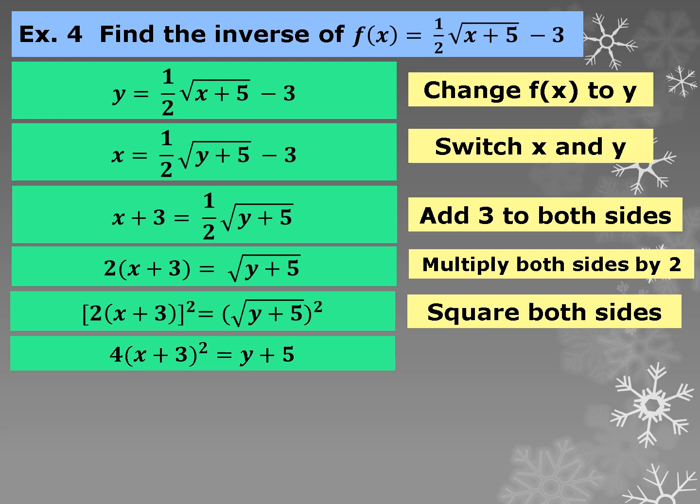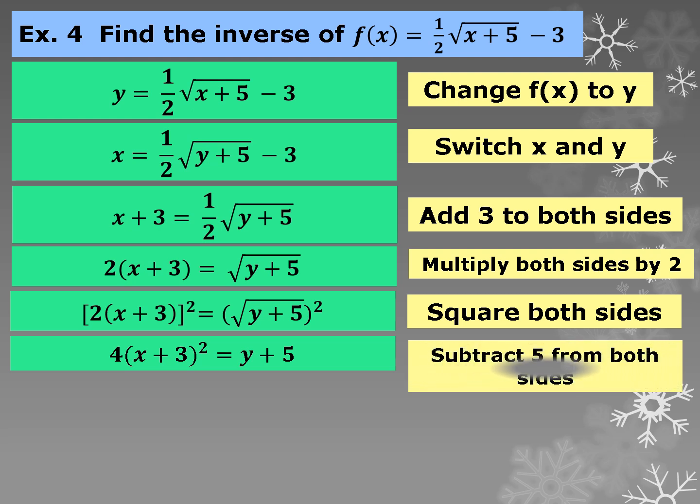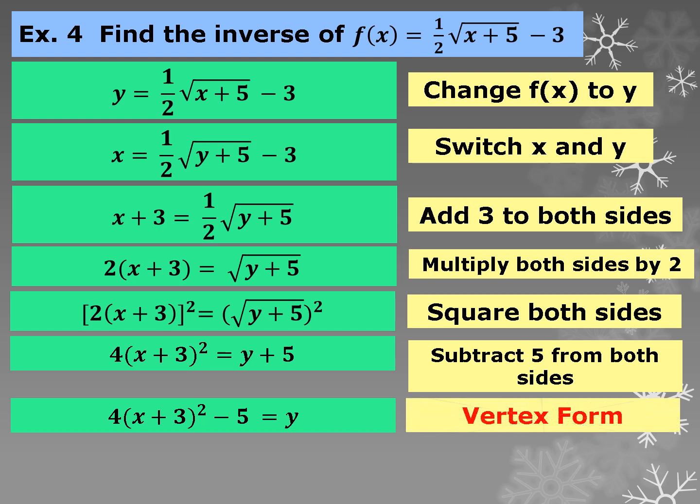Here's my thing. If they don't tell me what form to leave it in, like they don't say change it to standard form, this is already setting up nicely to be vertex form, so why make extra work on ourselves? If it doesn't specify, leave it in vertex form. So to do that, I'm just simply going to subtract 5 from both sides, and that gets me 4 times x plus 3 squared minus 5. And that's vertex form. You can just leave it.